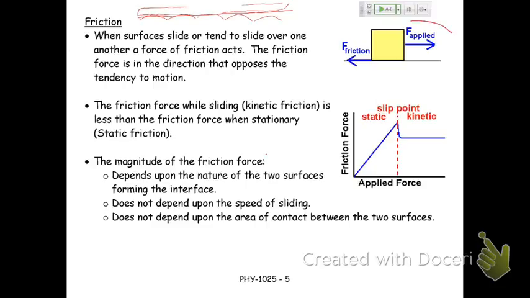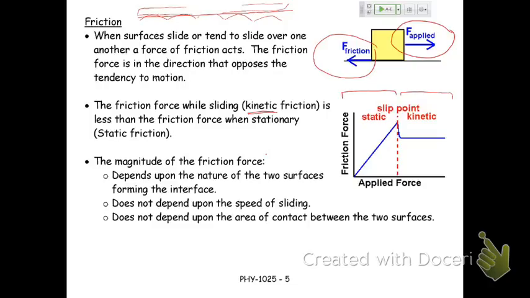So if you're pushing to the right and you're not moving or you're not accelerating, or even if you're accelerating but not as much as you should, there'll be a friction force tending to cancel out what you're doing. Even if you're not moving, there'll be a friction force balancing you. We divide the world up into friction when you're stationary, which we call static, and friction when you're moving, because they are slightly different. The friction force while sliding is called kinetic friction. It is less than the friction force when stationary.